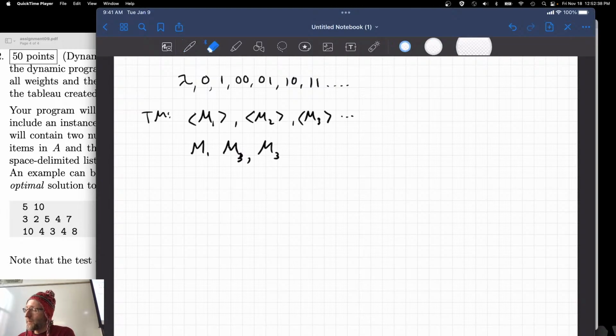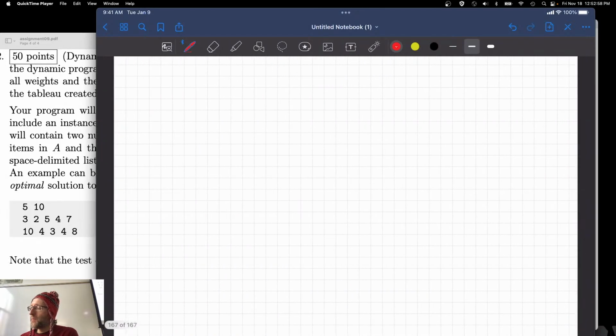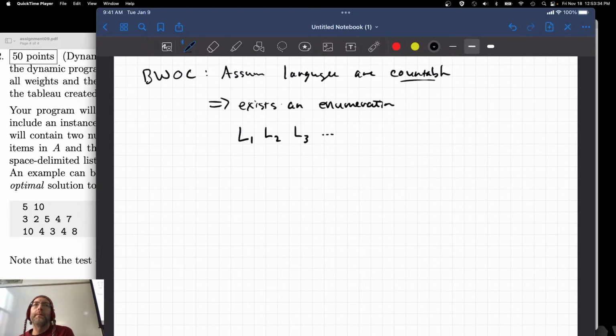2, 3, ... There's my enumeration. Right? So number 1, I think we buy it. Number 2, the set of all languages is uncountable. For a proof of that, all you simply have to do is the same Cantor's diagonalization proof. By way of contradiction, assume languages are countable. In other words, there exists an enumeration, and I'll just label it as L1, L2, L3, off to infinity. There's my enumeration.